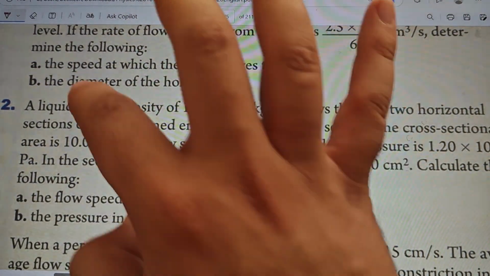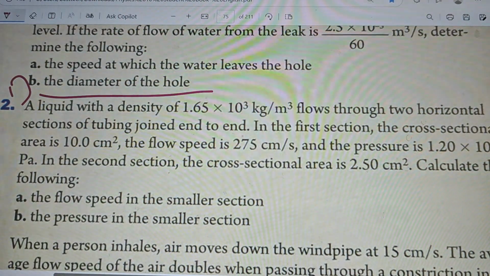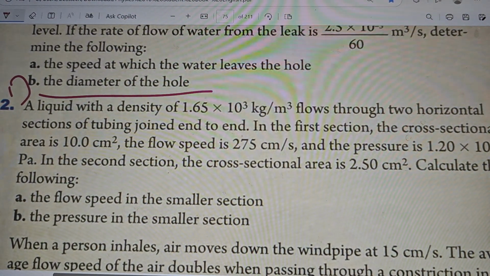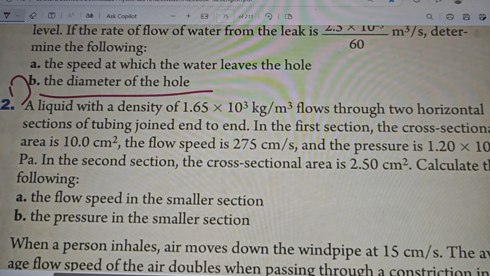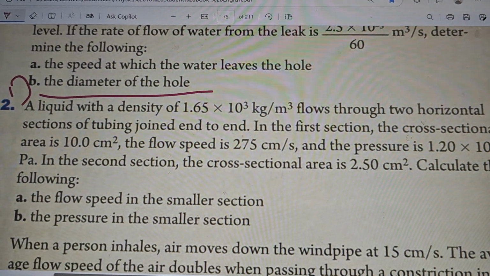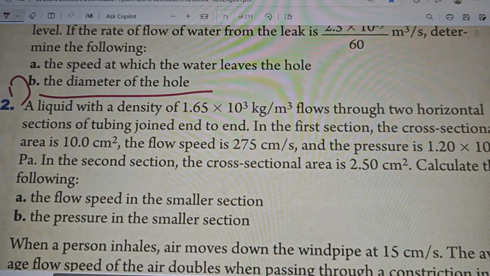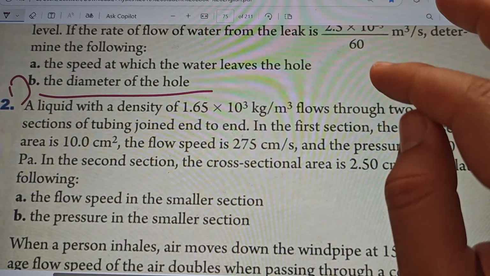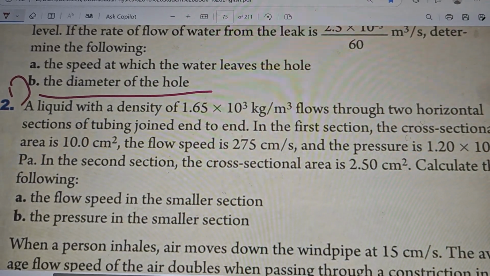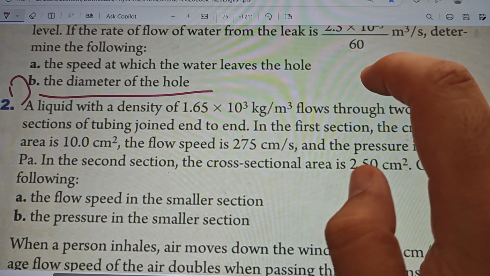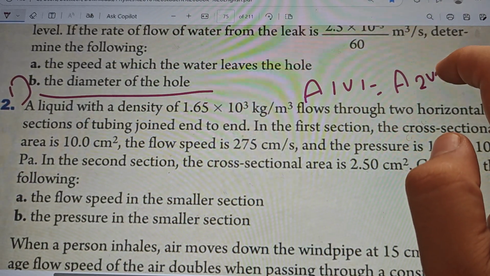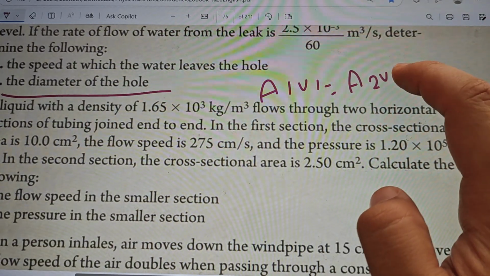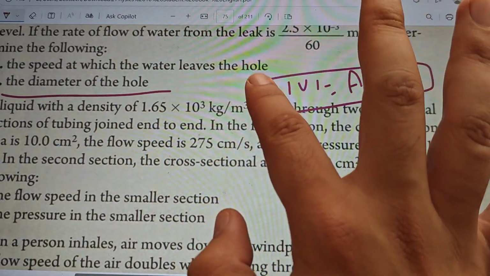The second one, find the diameter. It means find D of the hole. Students, I think I told you we have a rule, one of the rules that we have: the relationship between the fluid speed and the area. If you remember the previous video, I think we have explained it. A1 V1 equals A2 V2. This is the relationship between the area and the speed.